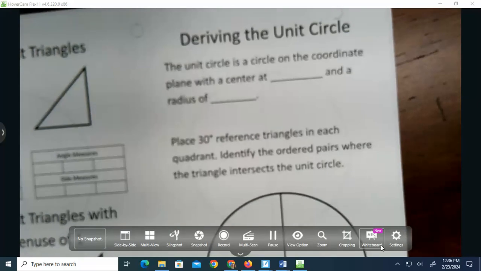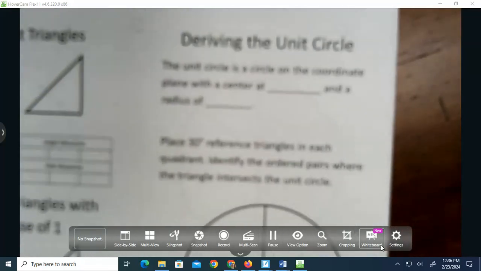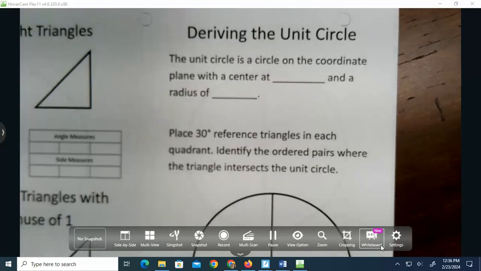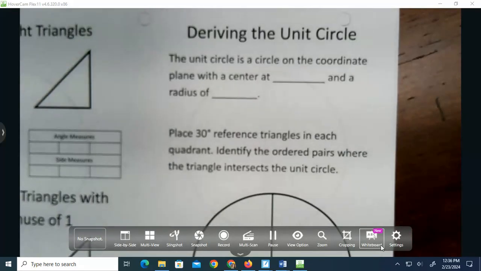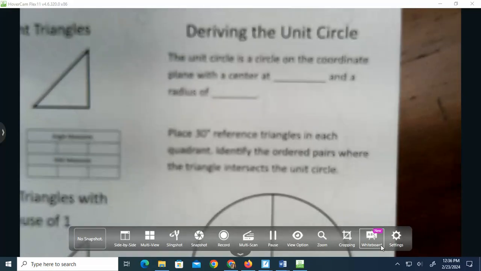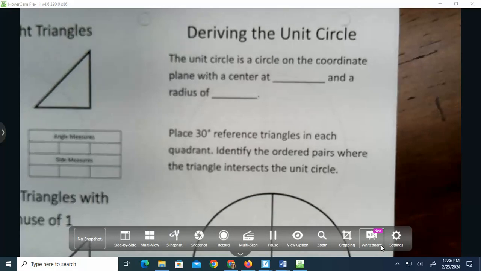When we are talking about a unit circle, it is a very specific circle. It's not just any circle that we might see. So when we are talking about it, the unit circle is a circle centered at 0, 0.